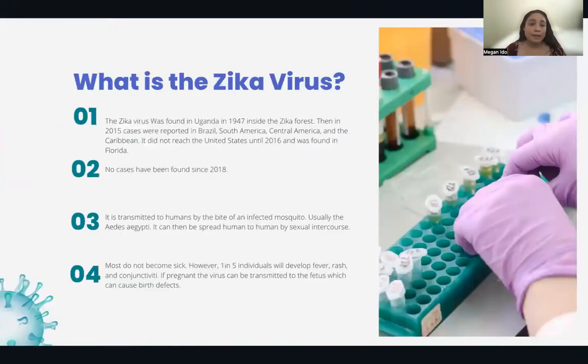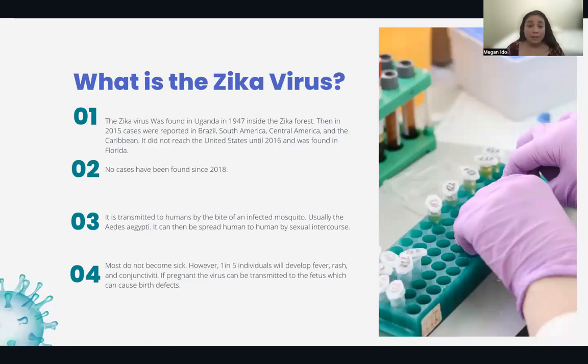What is the Zika virus? The Zika virus was found in Uganda originally in 1947 in the Zika forest. There were cases then reported in 2015 in Brazil, South America, Central America, as well as the Caribbean. It actually did not reach the United States until 2016, and that was found in Florida. There have been no diagnosed cases from mosquitoes since 2018.